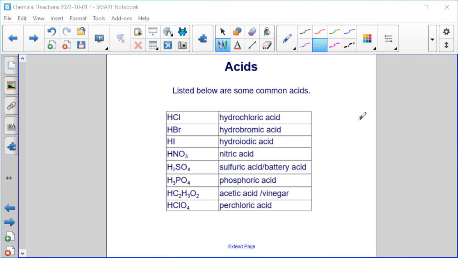Shown below is a list of common acids with their names and formulas. So some of the ones that you might be most familiar with: hydrochloric acid is HCl, nitric acid, HNO3, sulfuric acid, H2SO4, phosphoric acid, H3PO4, vinegar, also known as acetic acid, HC2H3O2. So here's a list of the common ones that you might see throughout your practice problems and other examples.